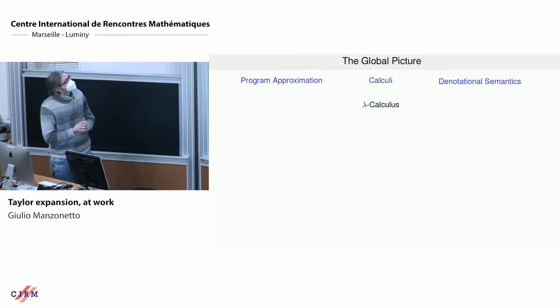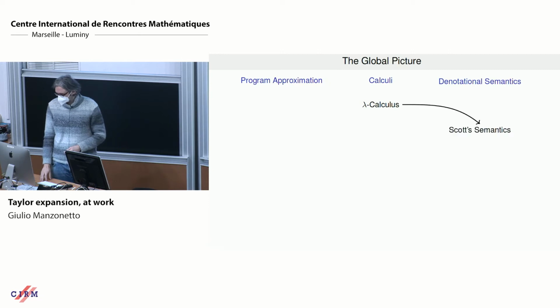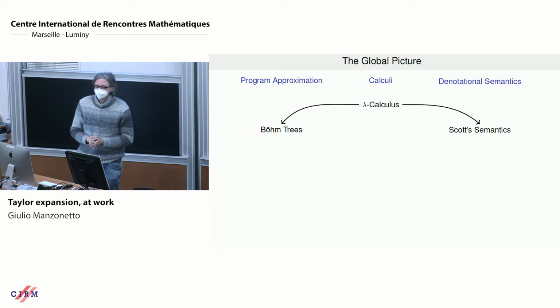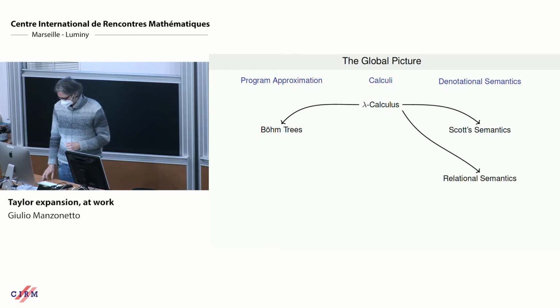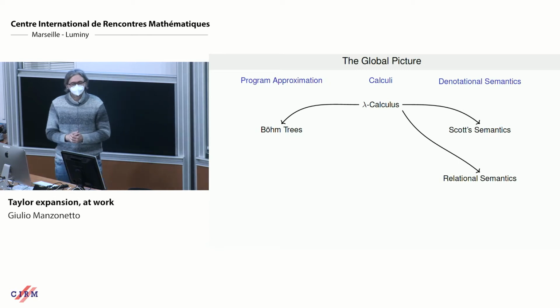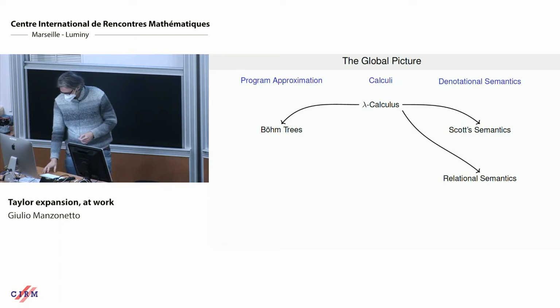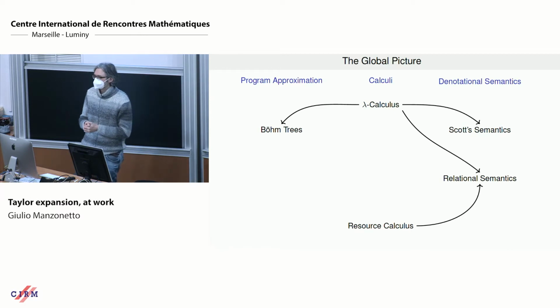So long before linear logic, there was lambda calculus. And lambda calculus was endowed with a denotational semantics based on Scott domains and with a theory of program approximation based on Böhm trees. And then yesterday, Christine Tasson told us that you can also interpret lambda calculus in the relational semantics of linear logic. And Laurent Regnier said, well, relational semantics is just another way of presenting the resource calculus.